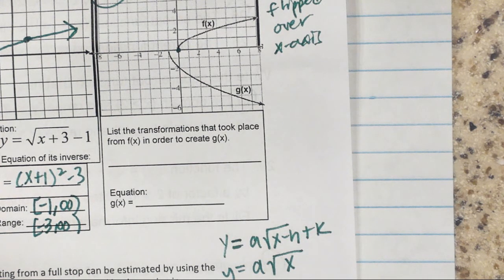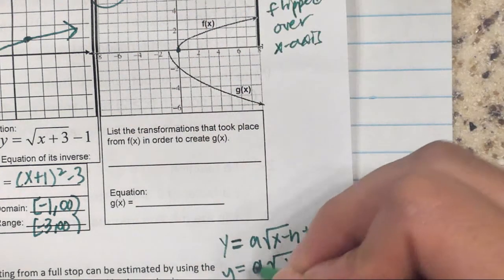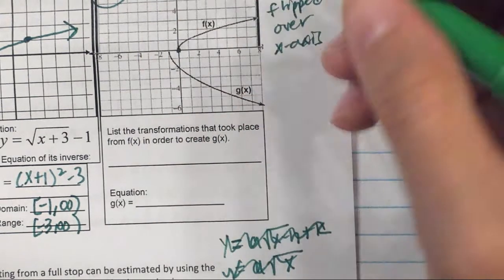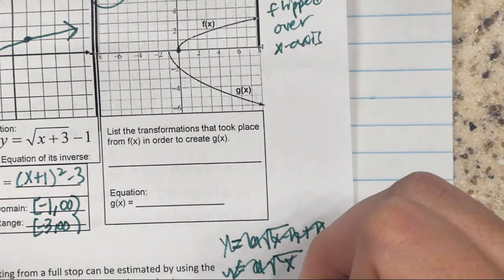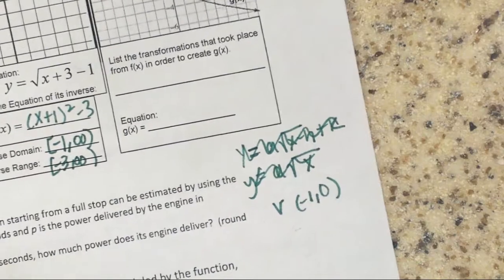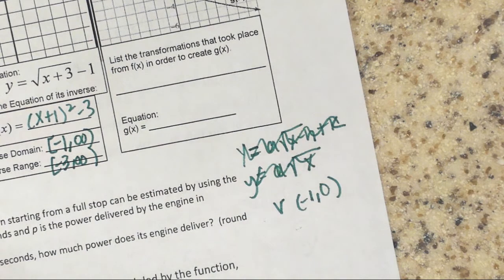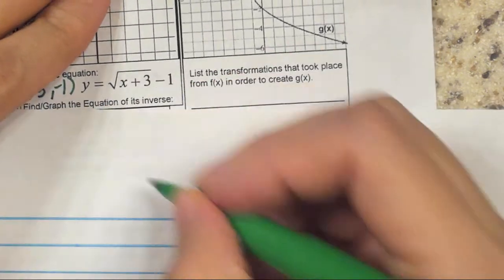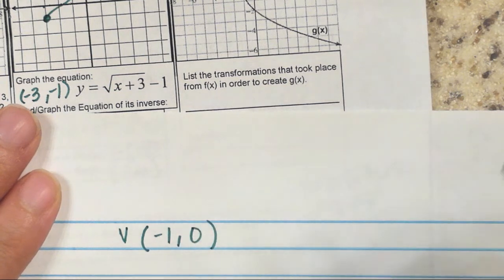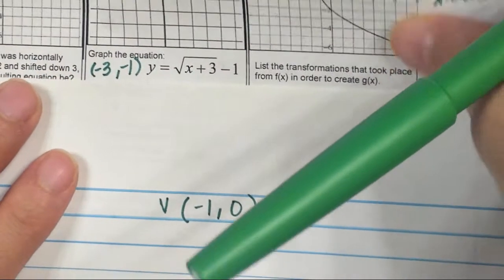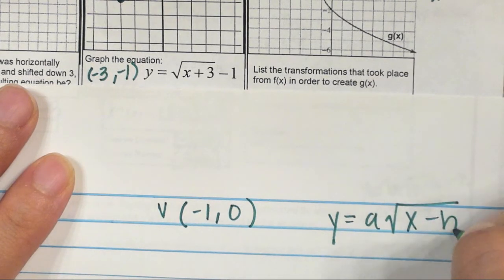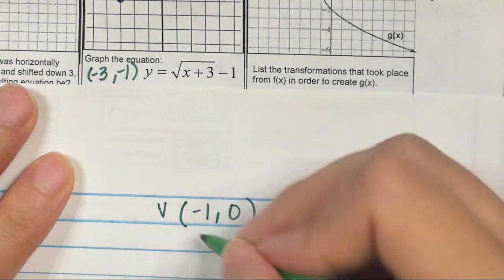Oh, sorry, your h and k did change. Sorry, this is my vertex. So my vertex was negative 1, 0. Let me get a new piece of paper because it's hard for me to see. So my old vertex was 0, 0. My new vertex is negative 1, 0. And then my equation is y equals a square root x minus h plus k. So this is your h and your k.